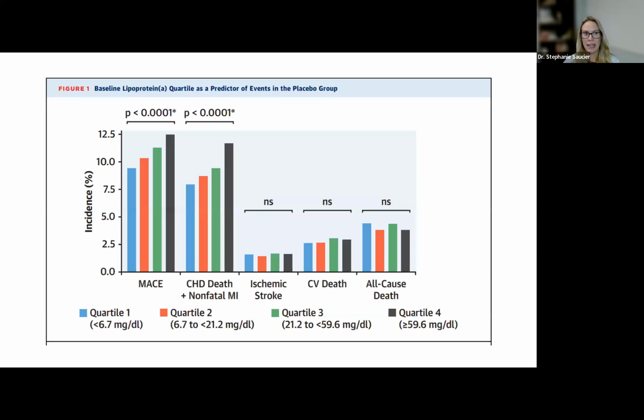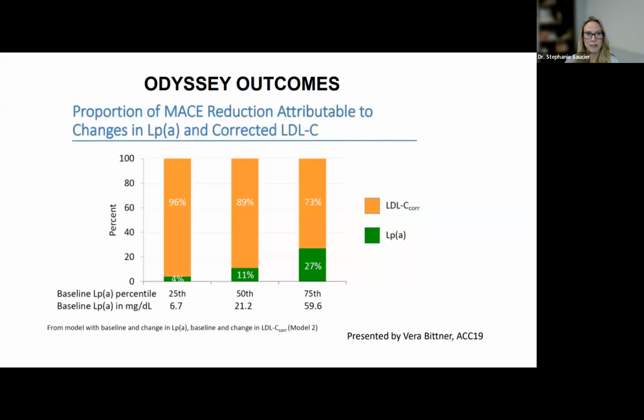You can see here that the baseline lipoprotein(a) quartile is a predictor of events, a predictor of MACE. So obviously patients in the fourth quartile had the highest risk, a 12.5% incidence of MACE. Coronary heart disease death and non-fatal MI, same thing. The fourth quartile really is what is significantly elevated. Interestingly, in this paper, ischemic stroke, cardiovascular death and all-cause death were not statistically significant across the quartiles. Now we're going to look at the ODYSSEY OUTCOMES.